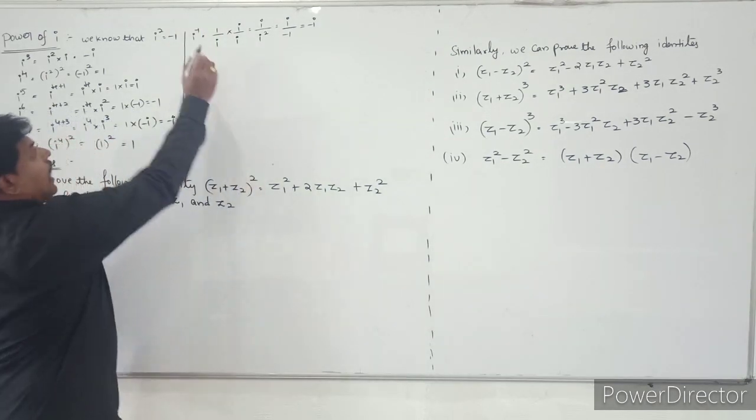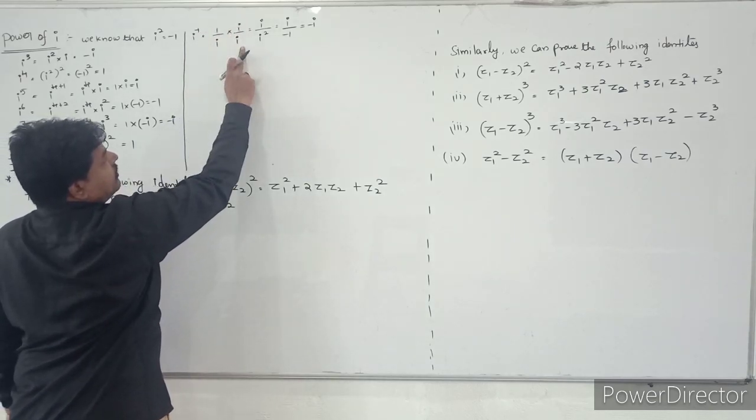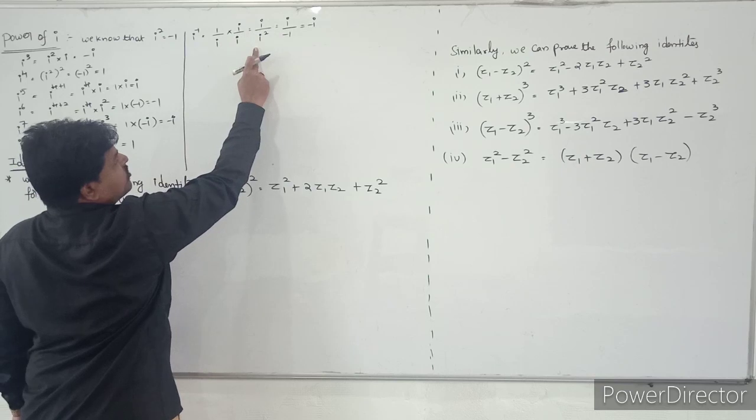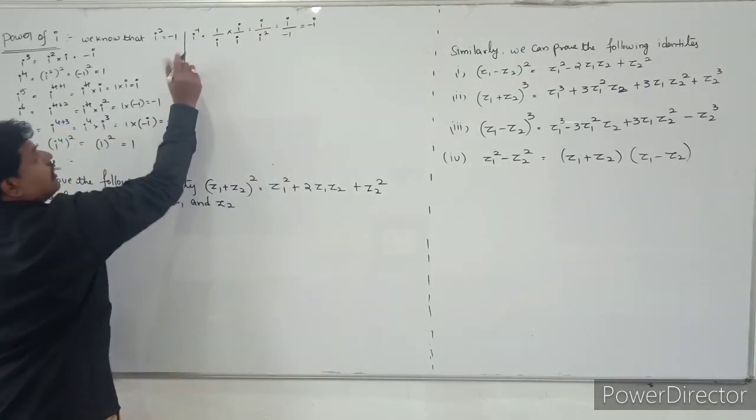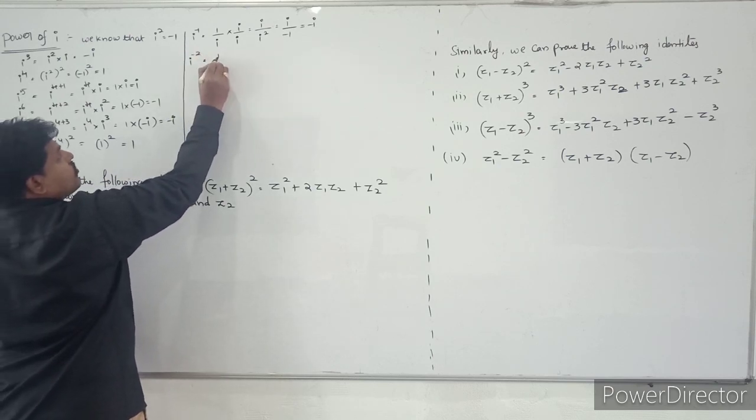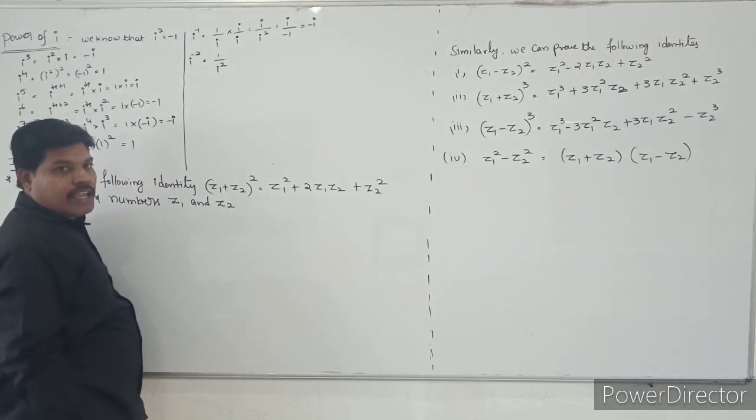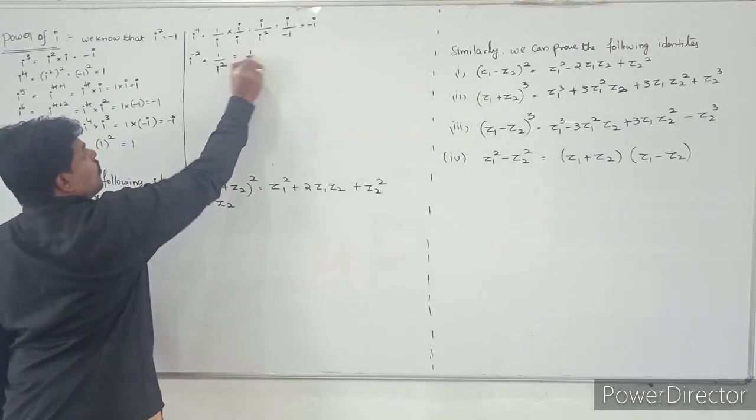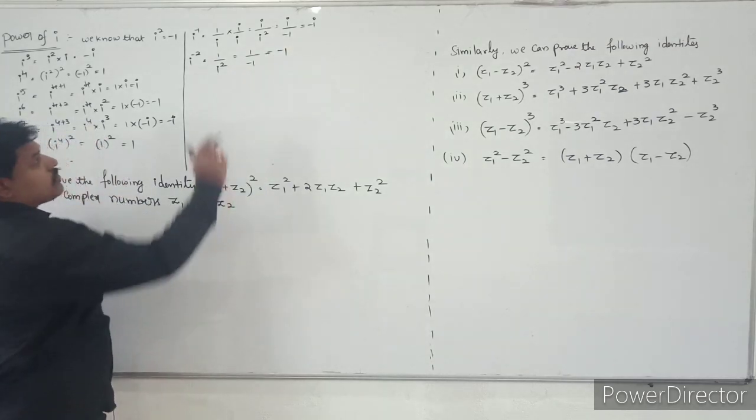See that? I power minus 1 is 1 by i. You can rationalize with i. You can multiply that, i by i square. So that is i by i square, value is minus 1. It will become minus i. So similarly i power minus 2. What is that? I power minus 2 is nothing but 1 by i square. So that is equal to 1 by i square value, which is minus 1. So it will become minus 1.